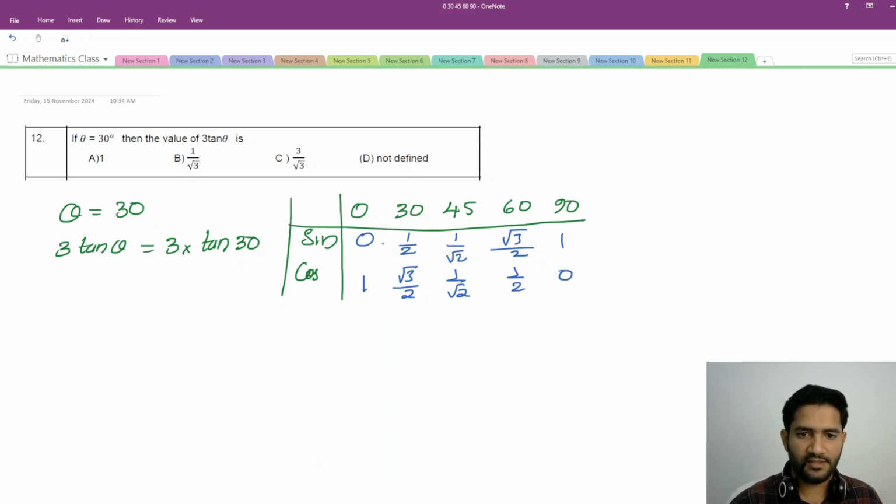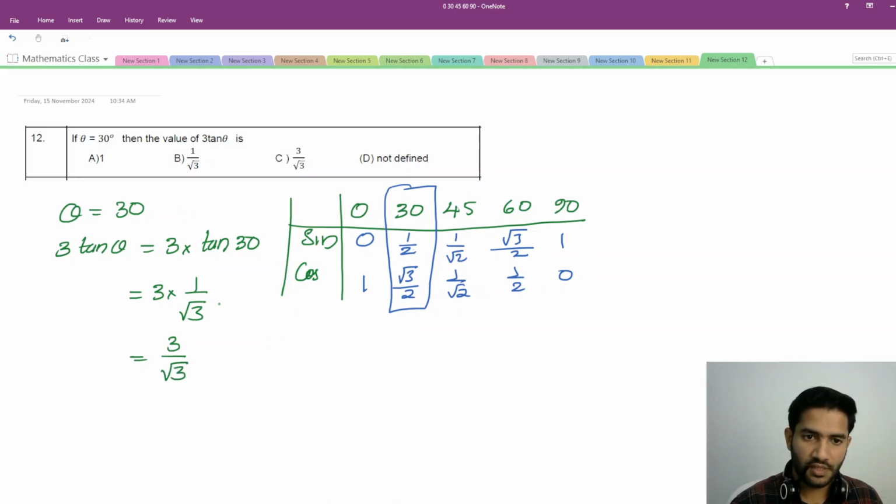Now here's the question, tan 30. Tan 30 is sine by cos, that means 1 by 2 divided by root 3 by 2. The 2 will be cancelled, so we get 1 by root 3. So 3 into 1 by root 3, so 3 by root 3 is the answer. It is there in the options. If it were not there, we would rationalize the denominator. Since it is an MCQ and the option is there, we are just writing 3 by root 3. That's enough.